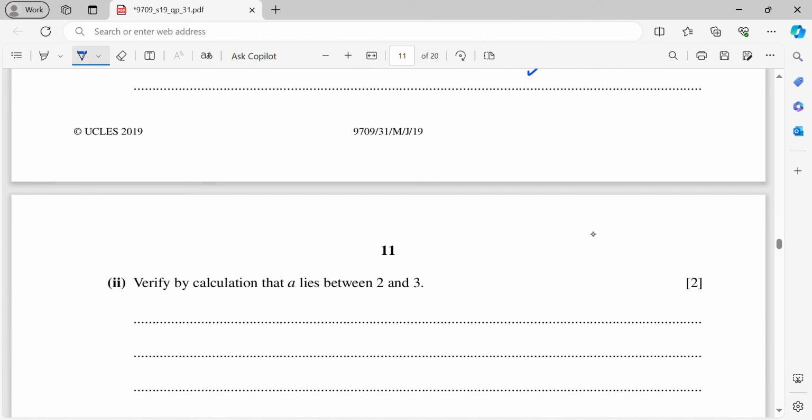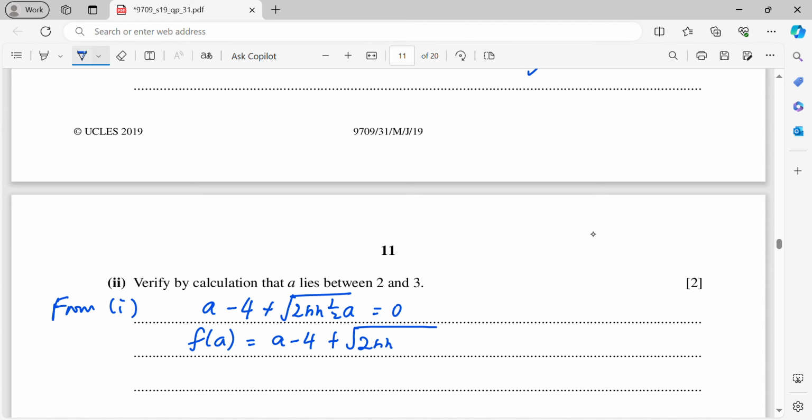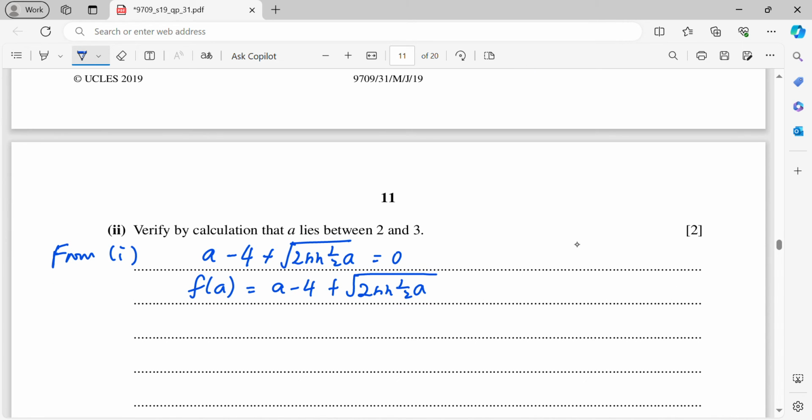So then a minus 4 plus square root of 2 sine half a equals 0. This is from the first part. Then from here, I will define my left hand side as f(a). So f(a) equals a minus 4 plus the square root of 2 sine half a. This is my function of a. And now, to show that a lies between 2 and 3, just replace the a by 2 and 3.